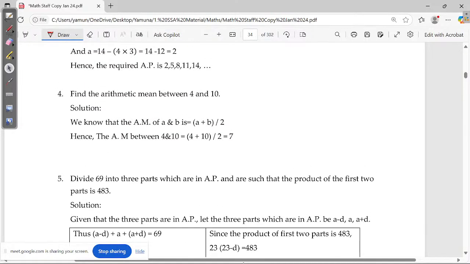Yes, what is problem number 4? It's a very direct question. Find the arithmetic mean between 4 and 10. It will not look like an arithmetic progression problem. It will look like a normal direct statistics problem. Okay, how do we find the arithmetic mean between two numbers? Add the two numbers, divide by 2. That's it.